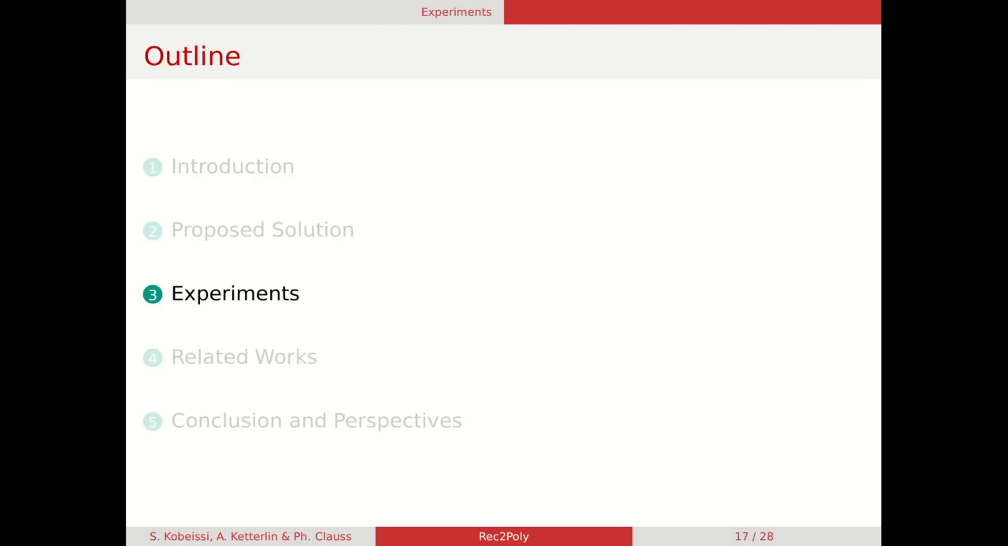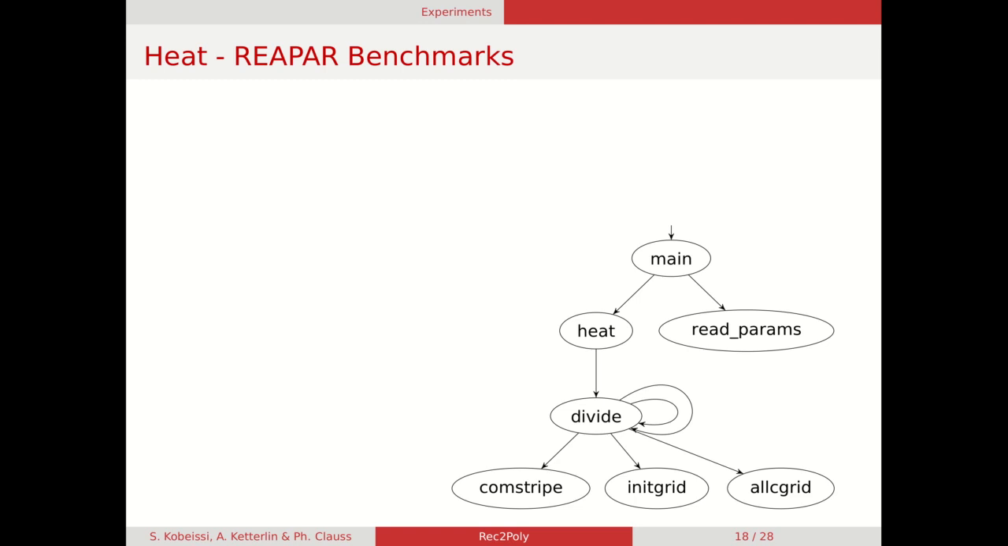Now, I'm going to show you two experiments using Rec2Poly. The first one is Heat, a recursive C program whose call graph appears in this slide. We can notice that there are two cycles over the node of the function divide, meaning that divide is in a direct recursion due to two self-recursive calls.